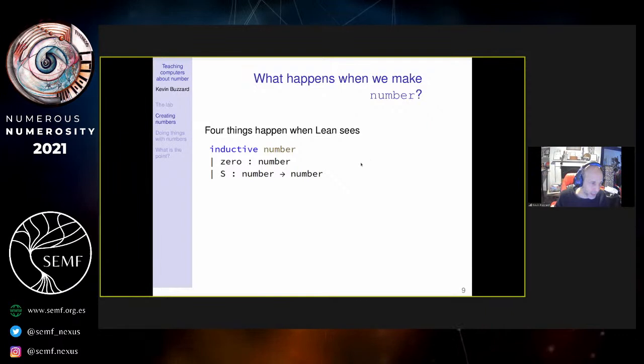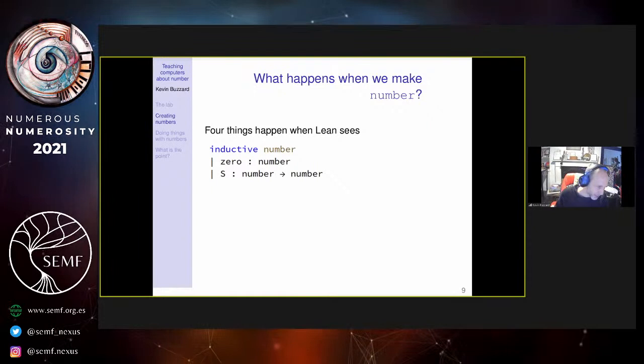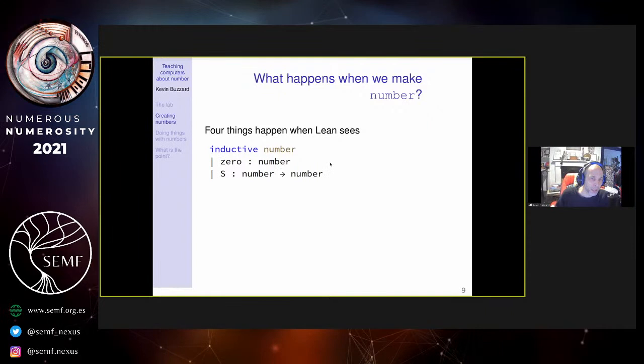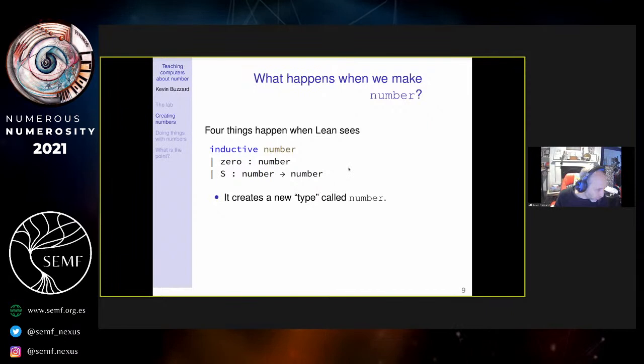And remember, we had three axioms. We defined a number with three axioms. So there's a number and there's three axioms. And those correspond to the four things that happen when Lean sees what we typed in. So what are the four things that happen? One, the first thing that happens is that the concept of number itself is born. That happens when you type that first line.